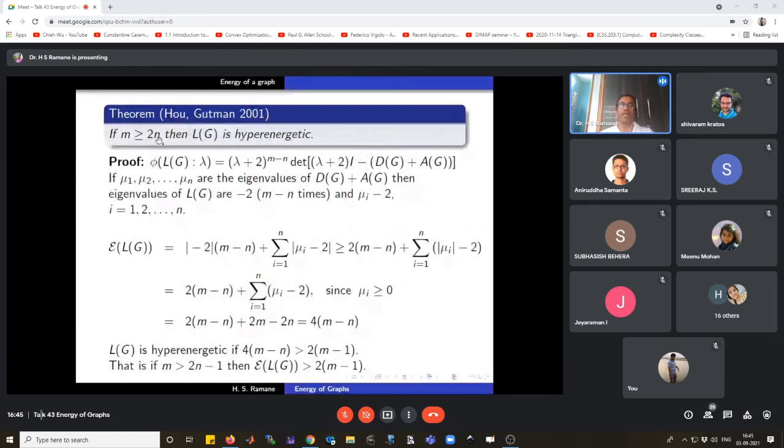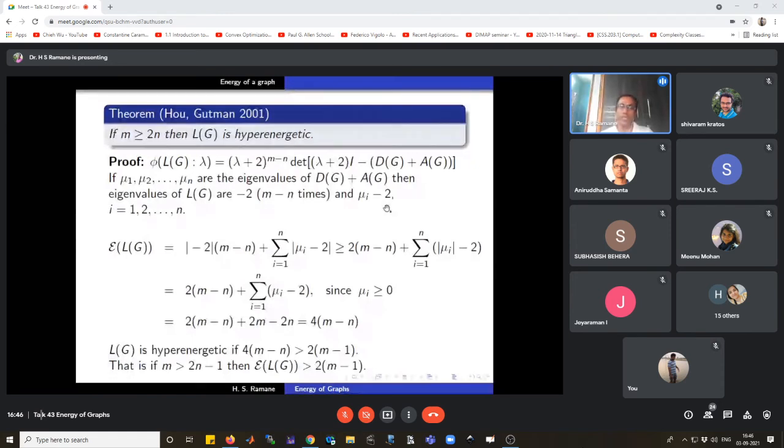So the characteristic formula of the line graph is lambda plus 2 to the power m minus n into the determinant of lambda plus 2I minus D_G plus A_G. So D_G is a diagonal matrix, where the diagonal entries are the degrees of the vertices, and A_G is the adjacency matrix. So if mu1, mu2, ..., mu n are the eigenvalues of D_G plus A_G, then the eigenvalues of L_G will be: from this factor you will get minus 2, that is m minus n times, and from the determinant term the eigenvalues are mu_i minus 2, for i is 1 to n.